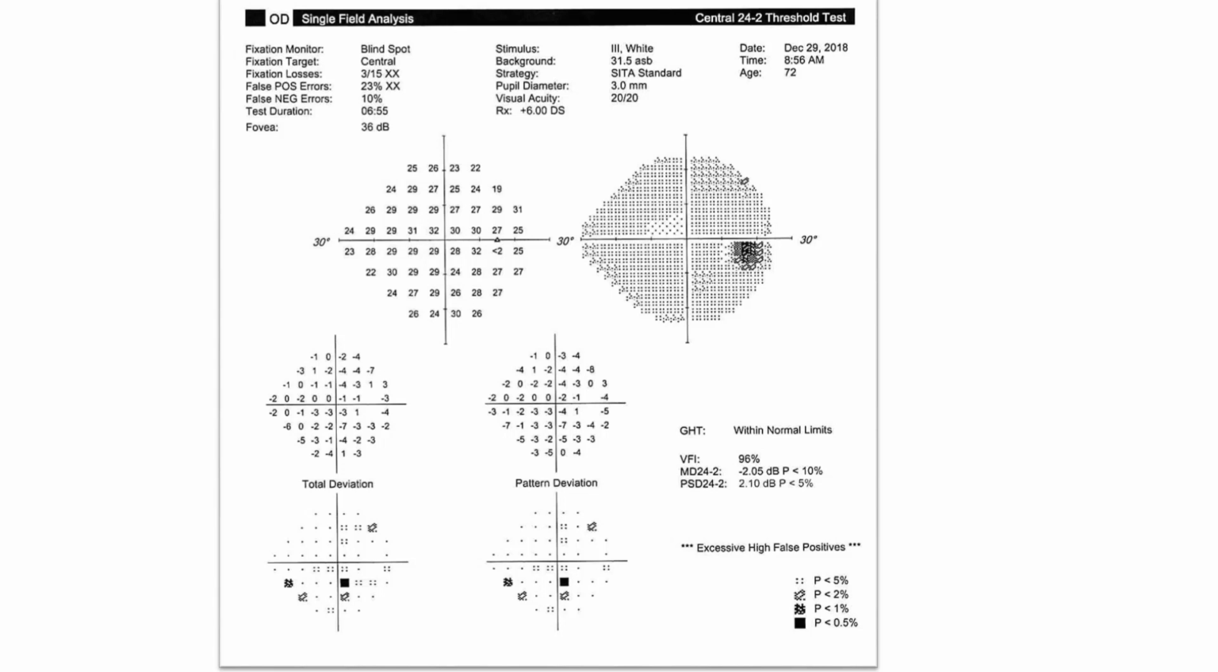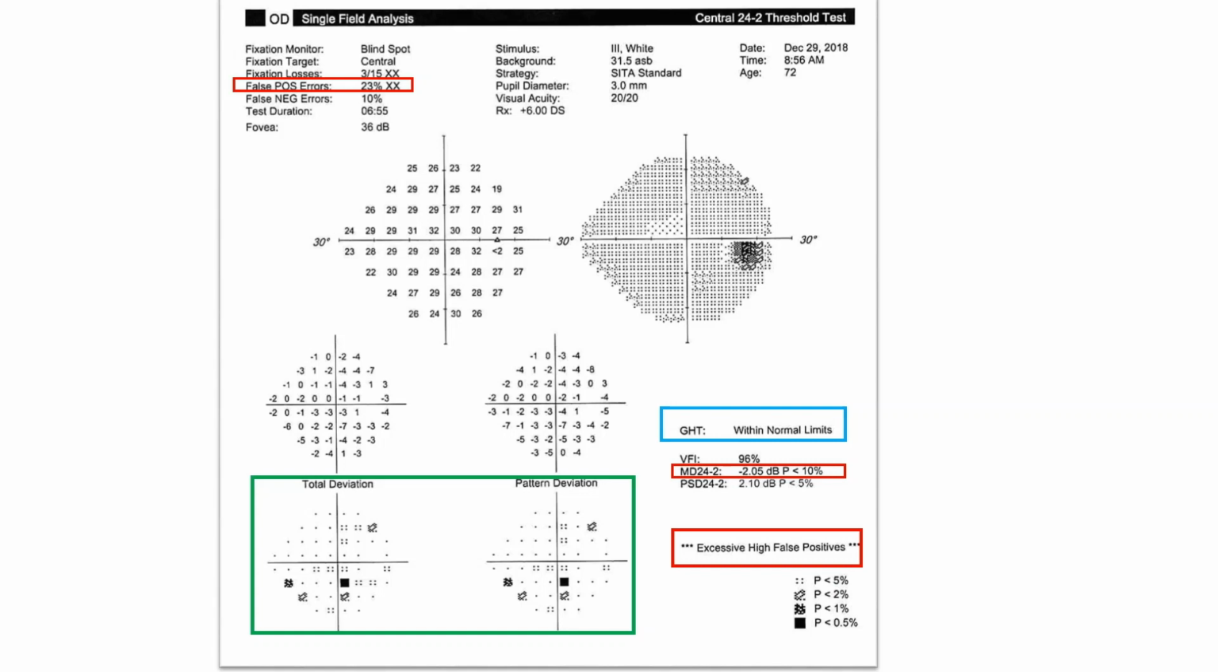This visual field of the right eye of a normal person with a healthy optic disc has a false positive response of 23%, which is flagged. A message of excessive high false positive is displayed. Mean deviation is minus 2.05 decibel and GHT classification of within normal limit is seen. Total deviation probability plot and pattern deviation probability plot look similar. This is because all the points probably show uniformly elevated retinal sensitivities, though they are not in the supernormal range as seen in the classical trigger-happy visual field.